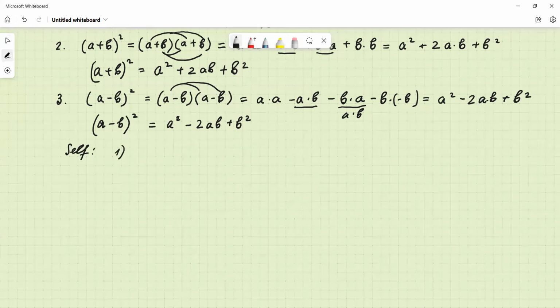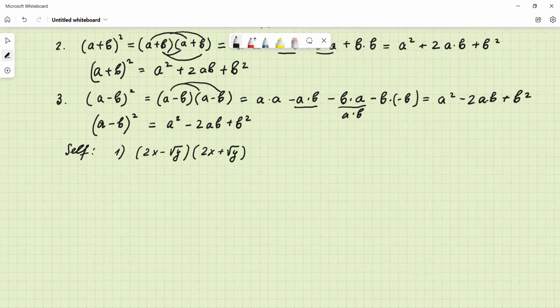Problem 1. I want you to use the first formula and simplify the next expression: (2x minus square root of y)(2x plus square root of y). So I want you to use formula number 1. Question number 2: I want you to use formula number 2 to simplify this expression, (x plus 3y) squared. And I want you to use formula number 3 to simplify this expression, (x squared minus 2) squared. You can stop my video for like 5 minutes and try it on your own and then restart it.